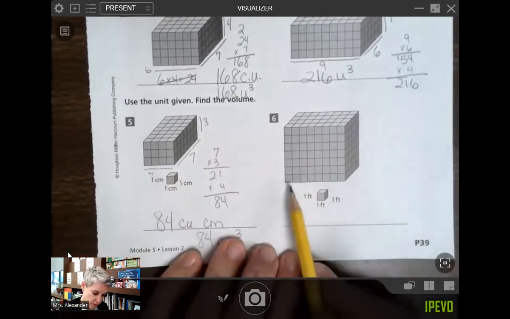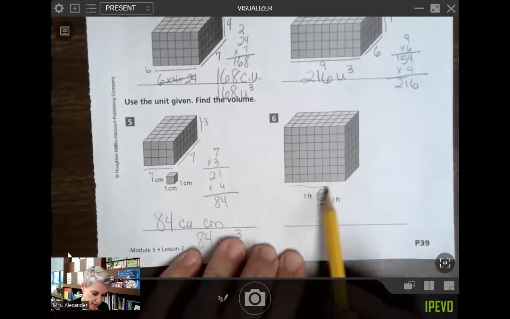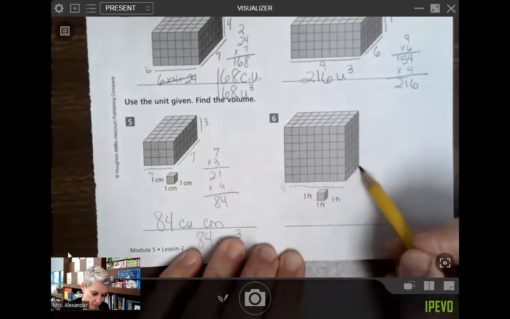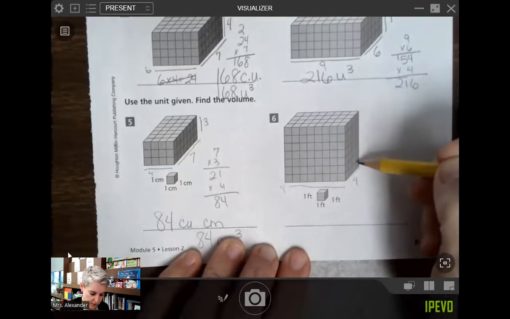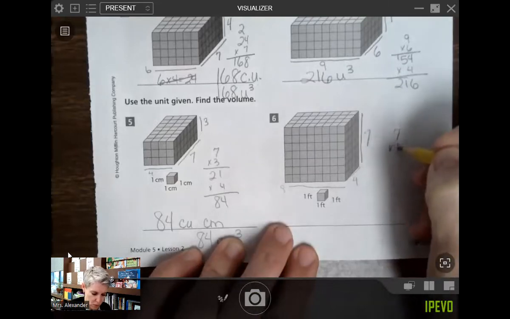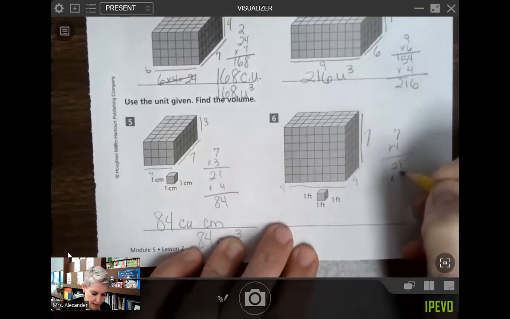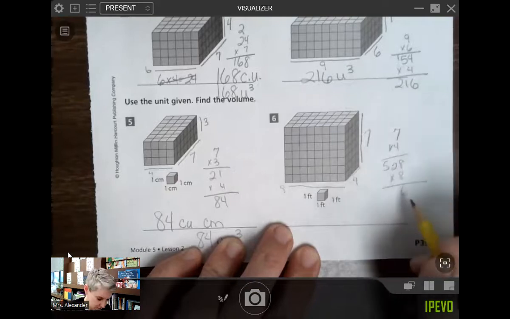And for the last one, for our feet, 1, 2, 3, 4, 5, 6, 7, 8 is our length. 4 is our width. 1, 2, 3, 4, 5, 6, 7 is our height. 7 times 4 is 28 times 8. 8 times 8 is 56. 8 times 2 is 16 plus 5.